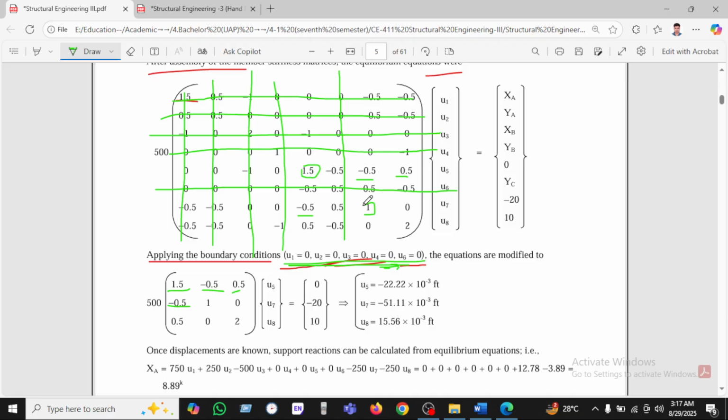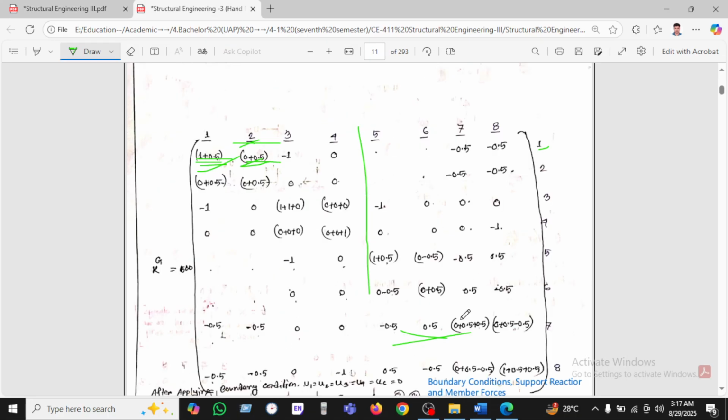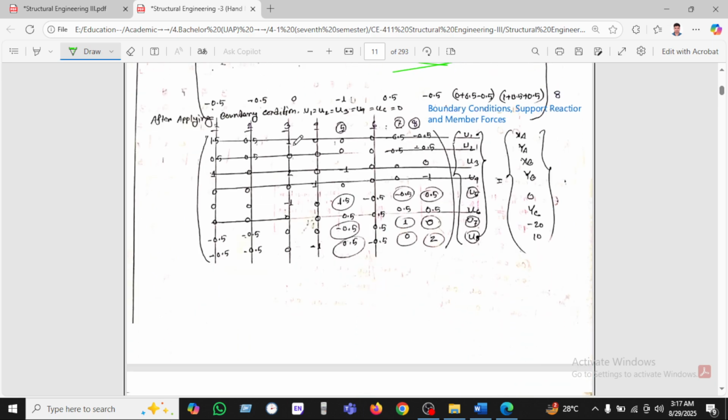This is the 1. This is the 0. This is the minus 0.5. This is the 0.5, this is the 0 and 2. So in this case we have been finding 5 6 7. So I am just cutting here 5 6 7 and finding the values here.